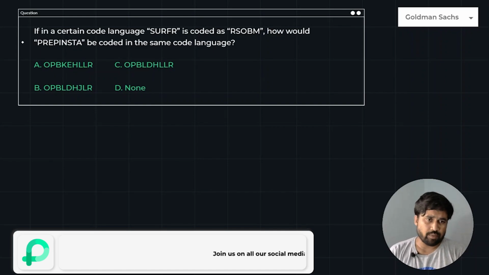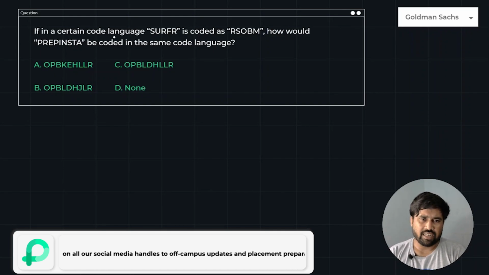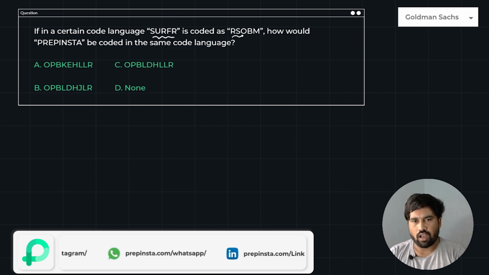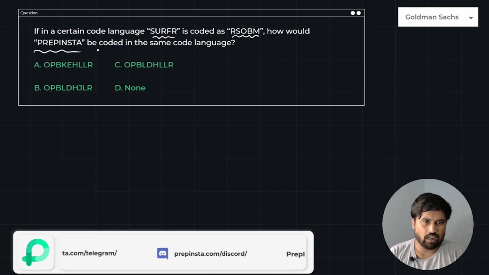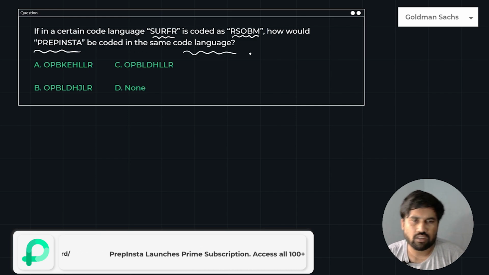So just look into the explanation now, guys. If in a certain code language, SURFR is coded as ROSBM, how would PREP INSTA be coded in the same code language? So just look at it, guys.